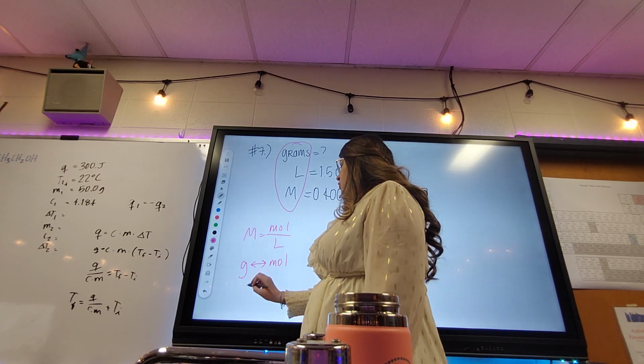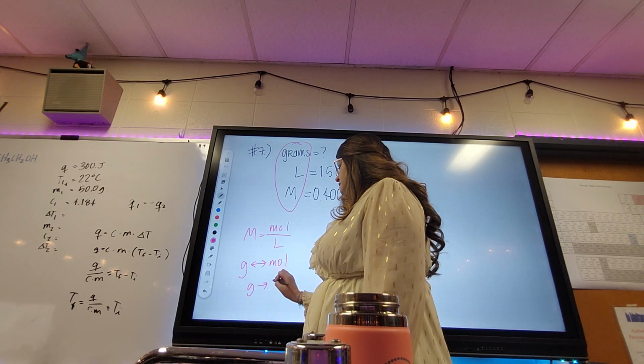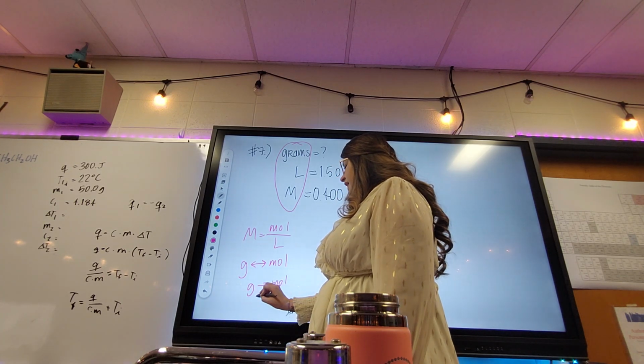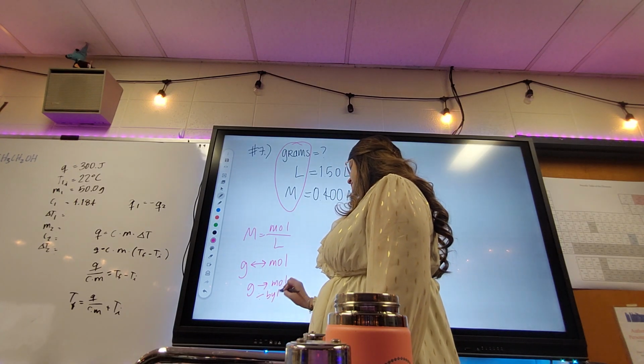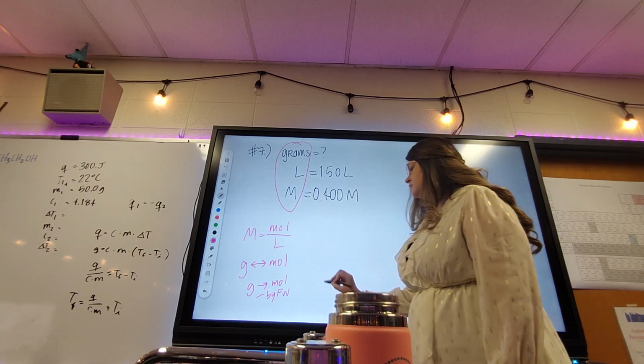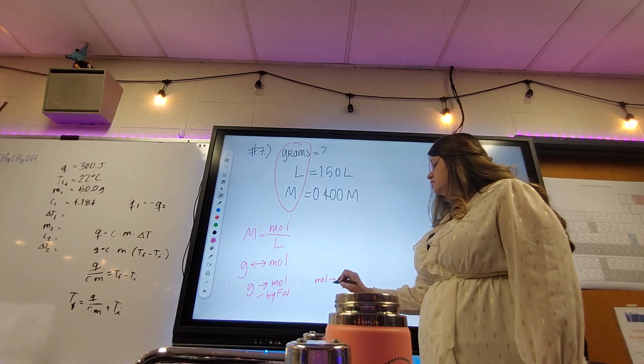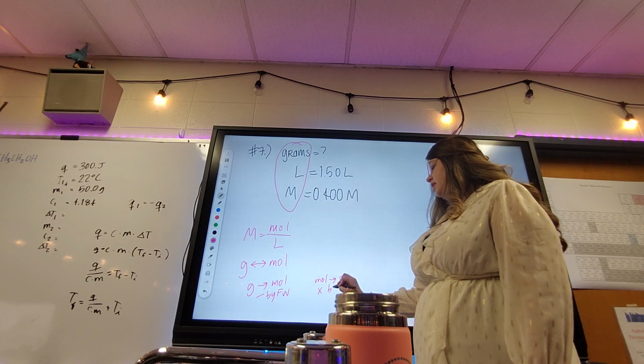Okay, so to go from grams to moles, you will divide by formula weight. To go from moles to grams, you will multiply by your formula weight.